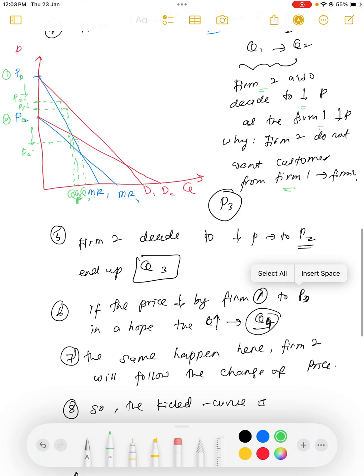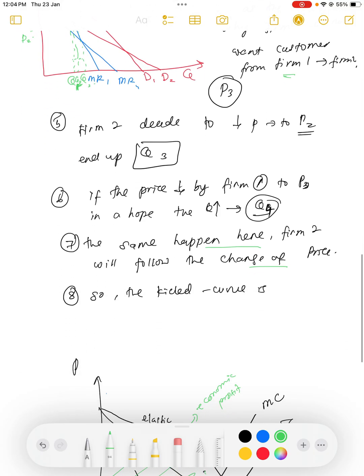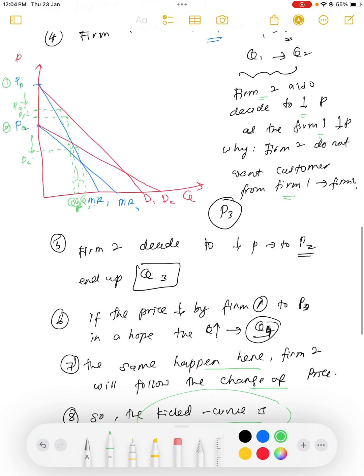Even though they keep on lowering the price in order to get the highest quantity, if you can see here, the changes toward Q1, Q2, and Q3 are only a bit. Alright, and then the same happens. Firm 2 will follow the changes of firm 1. So the kinked curve is as you can see here.